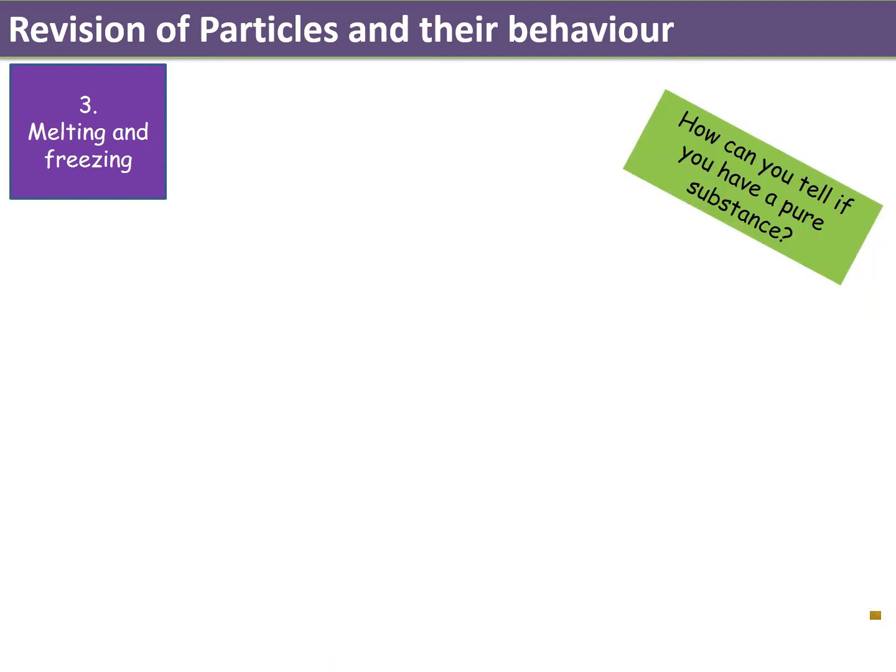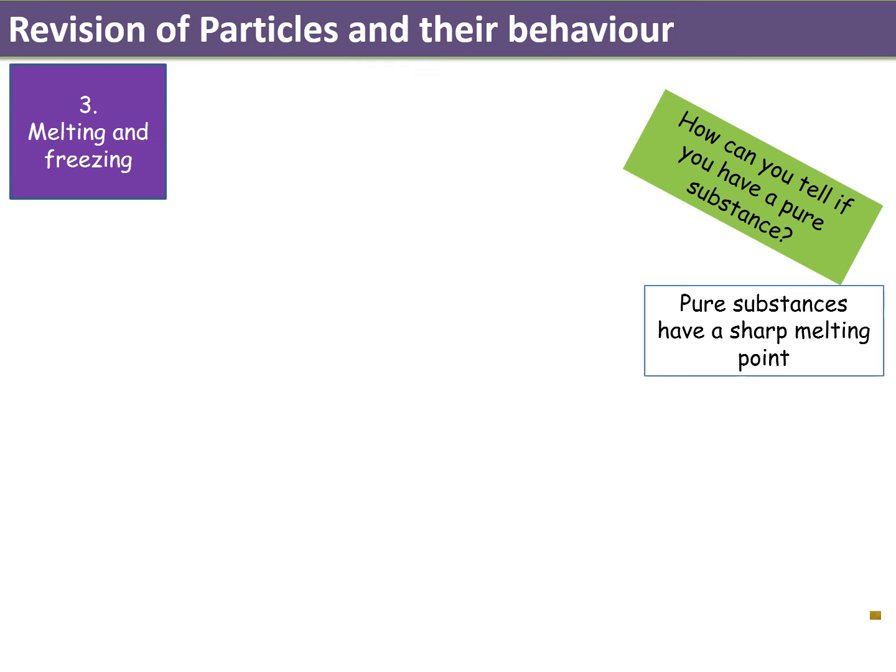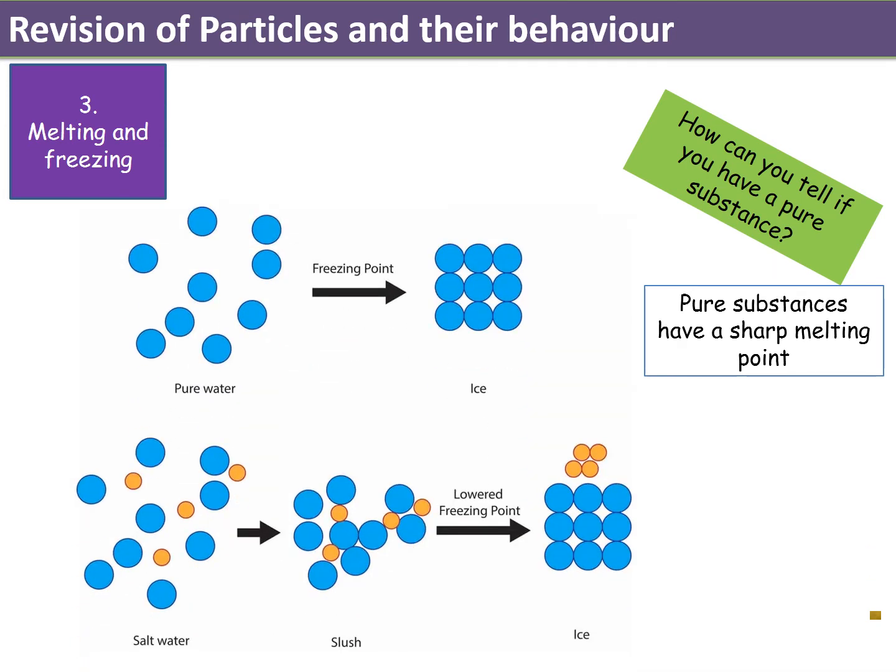How can you tell if you have a pure substance? Pure substances have a sharp melting point. For example, we know that the melting point for ice is 0 degrees. So ice will melt at 0 degrees. If you add a substance to water, for example, what you will find is that the temperature will be a lot lower than 0 degrees. So your water will not freeze at 0 degrees.